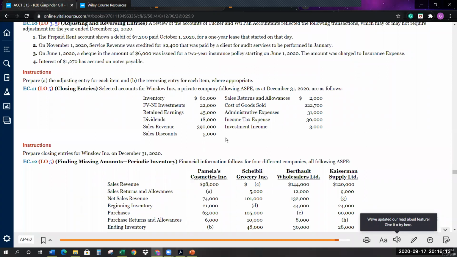Sales revenue is the revenue account, which is a temporary account. So yes, we will close that. Sales discount. Temporary. And sales returns and allowances, that's a temporary one too? Yeah. Why is that temporary? Because they all go to the income statement and everything on the income statement is temporary.